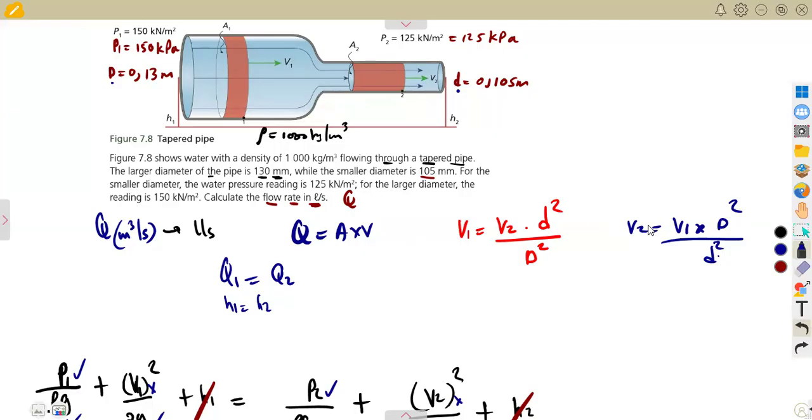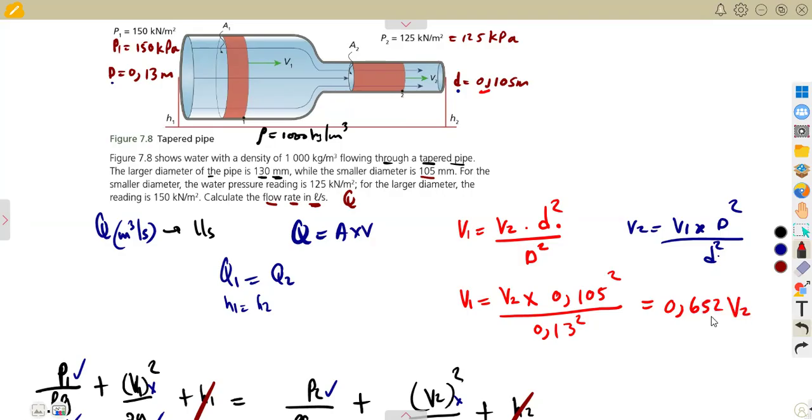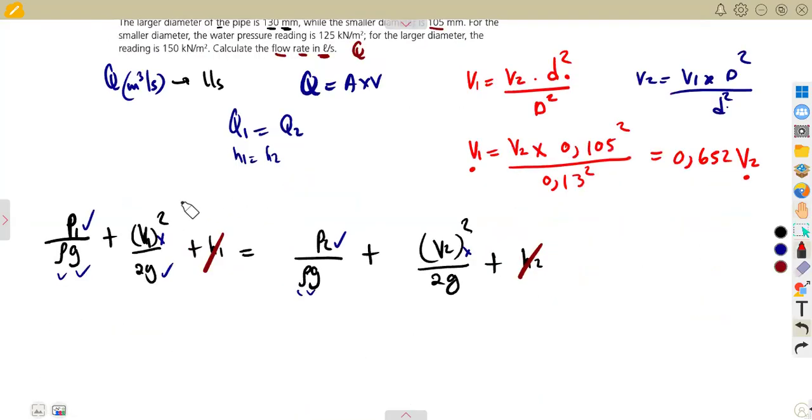So it means I can write my answers in terms of V1 or in terms of V2. If I want my answers in terms of V2, it means V1 is going to be equal to V2 times the diameter at the exit, 0.105 squared, over the diameter at the inlet, 0.13 squared. So this is going to give us V1 as 0.652 V2. So V1 can be written in terms of V2, which means we can calculate V2, because there we're just going to substitute.